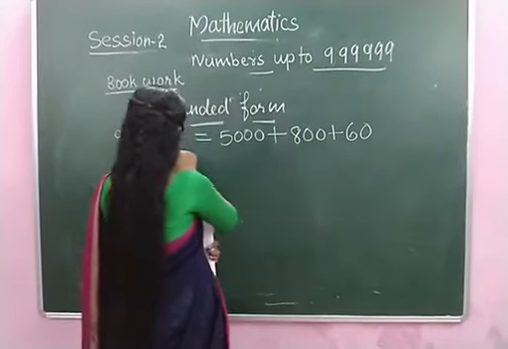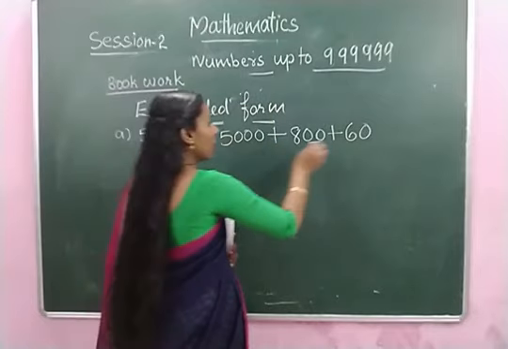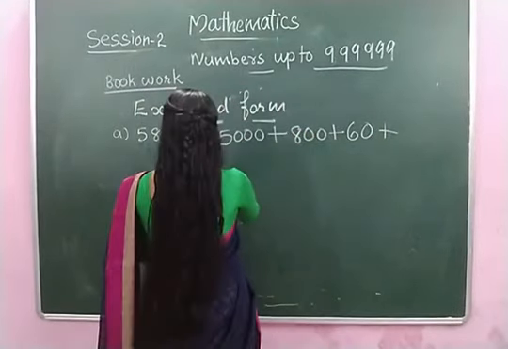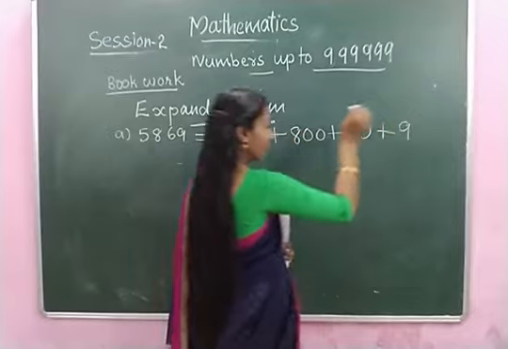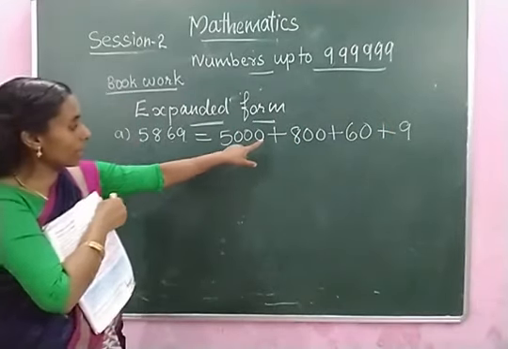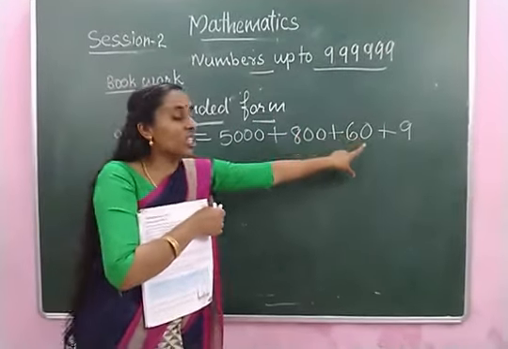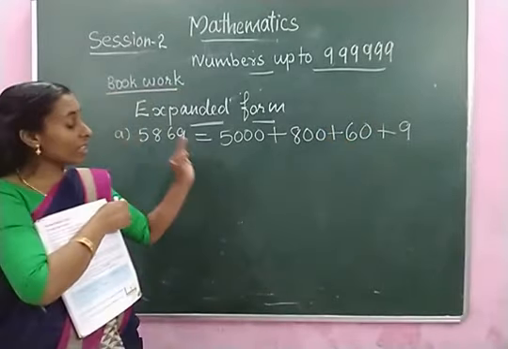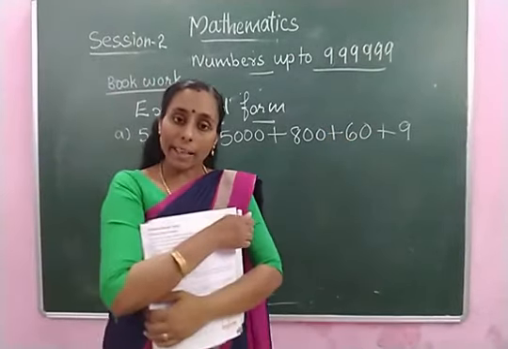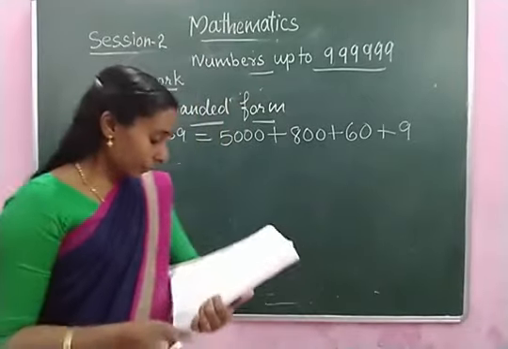60. Tens place 6 is there. So we can write the 60 plus, in ones place 9, write 9 as it is. 5,000 plus 800 plus 60 plus 9. This is the way when we write, that is called an expanded form.